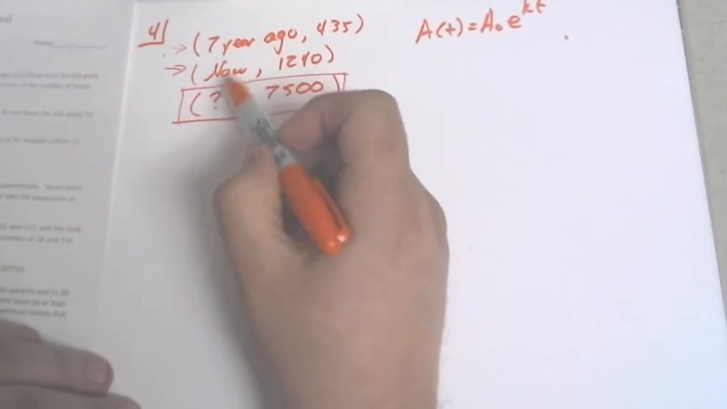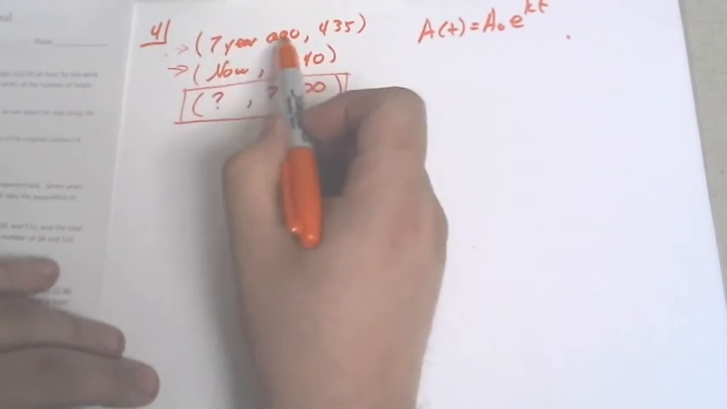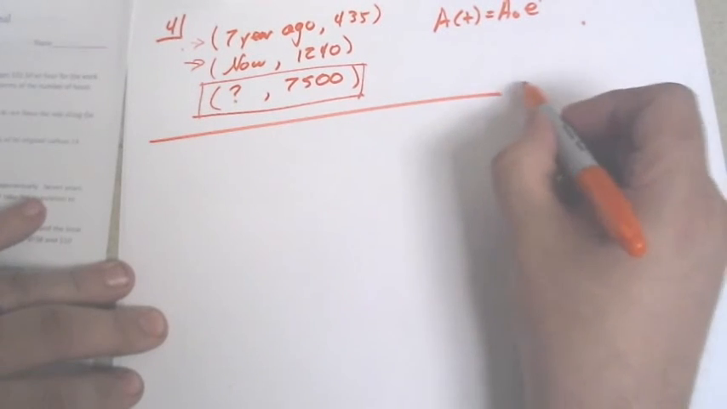So the first thing we have to figure out is how we want to handle the time. Do we want to call 7 years ago -7? Do we want to call it 0 for the start? However you want to handle it.